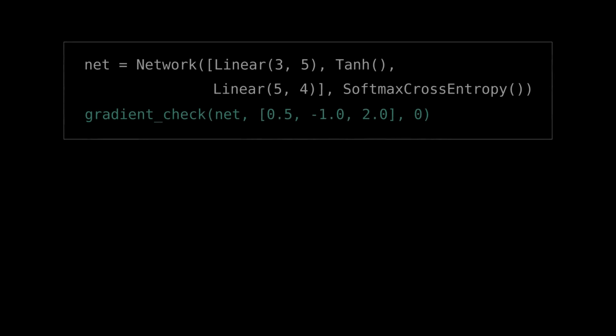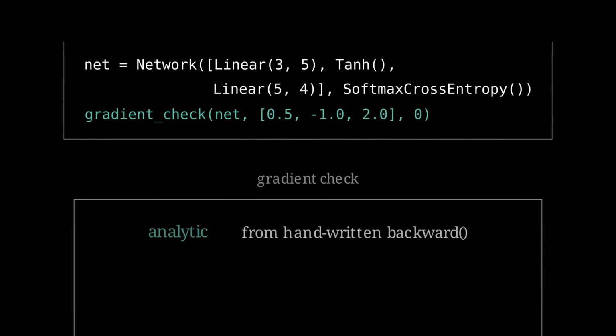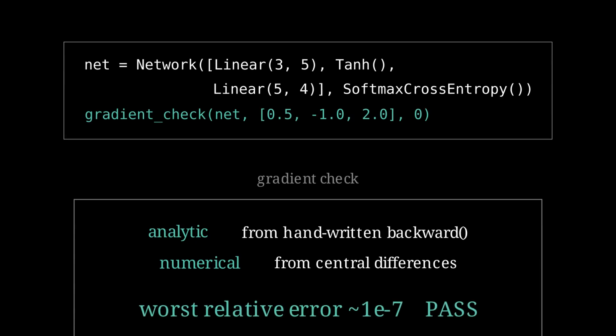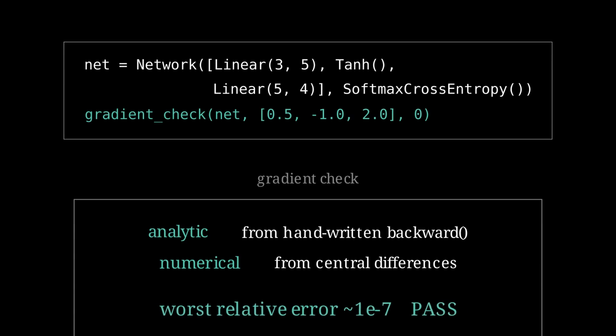If we can just compute it numerically, why bother deriving it by hand at all? Because the numerical way is far too slow to train with. It costs 2 full forward passes for every single parameter. It is not the engine, it is the auditor.